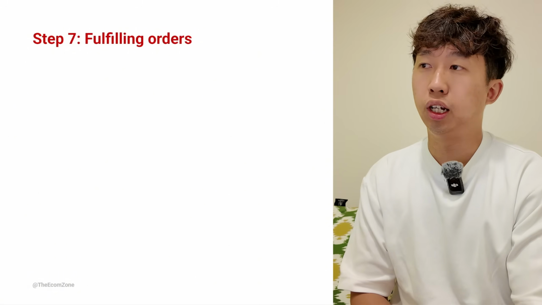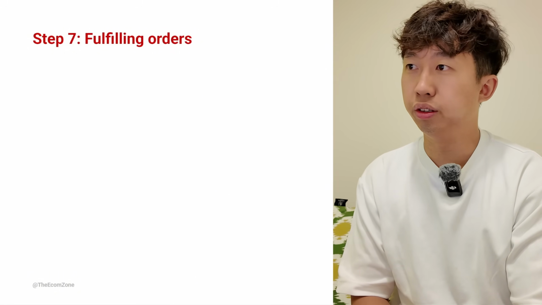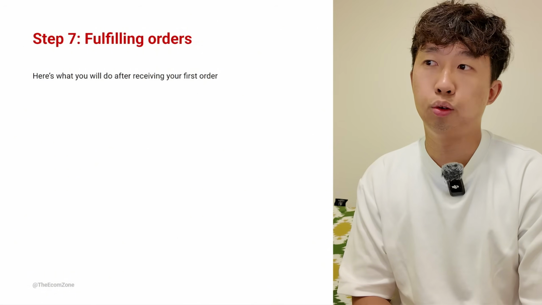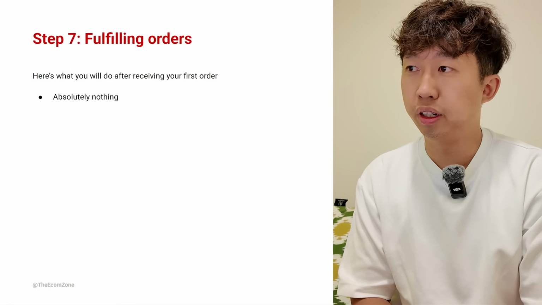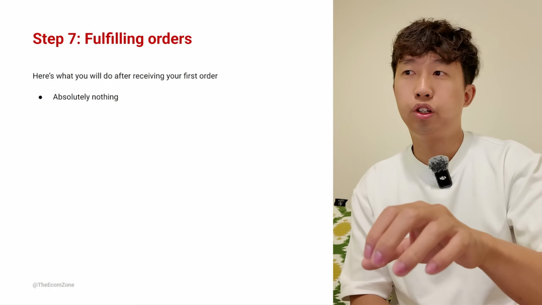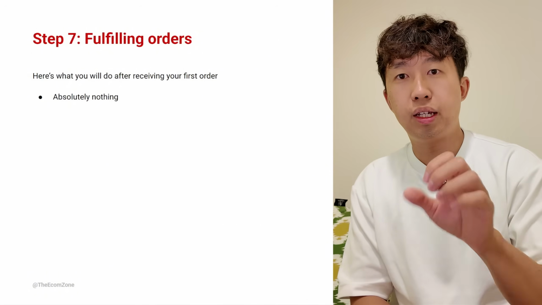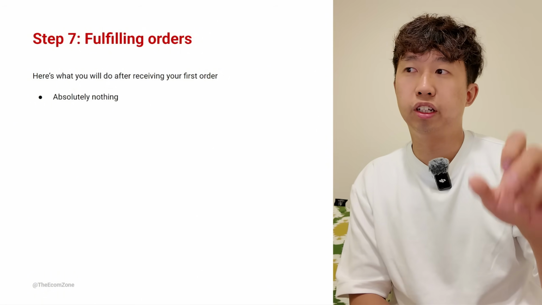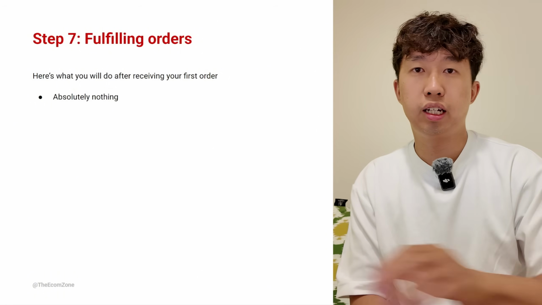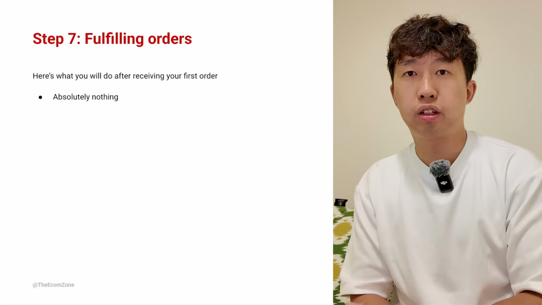Step 7, which is the last step, is fulfilling orders. Now, here's what you'll do after receiving your first order. Absolutely nothing. The sale will come through to your account on beacons.ai. Beacons.ai will send your customers a confirmation email with a downloadable link to your digital product, and that's it. You don't need to order anything.